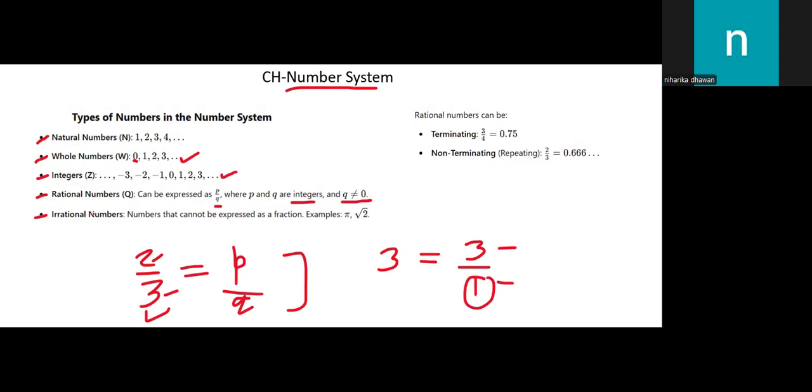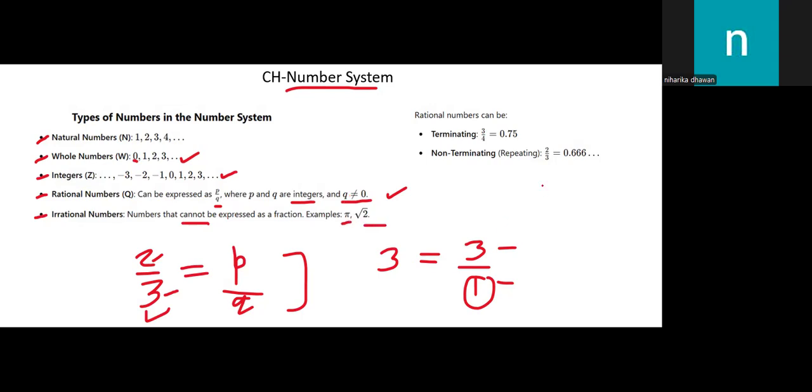Now comes the irrational numbers. These are numbers that cannot be expressed as a fraction. That is, if a number can be expressed in the form of p by q, where p and q are integers and q is not equal to 0, then it is a rational number. But if a number can't be expressed in the form of p by q, where p and q are integers and q is not equal to 0, then it is known as an irrational number. For example, pi and root 2.